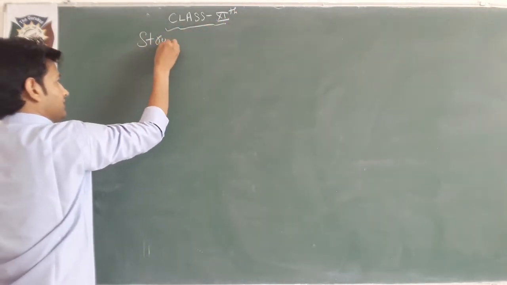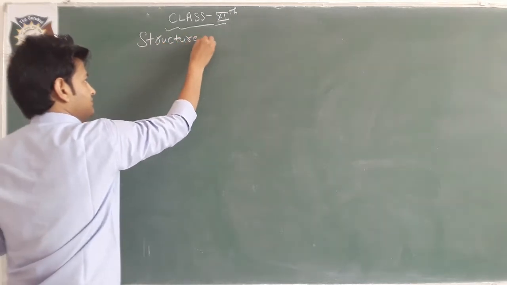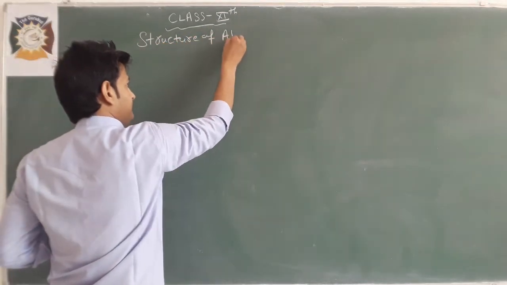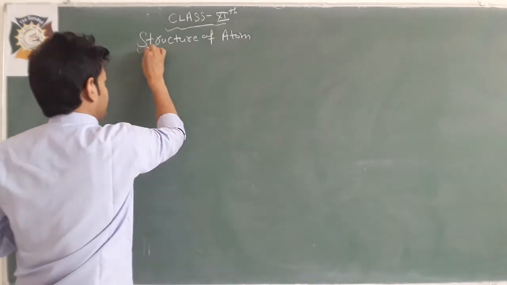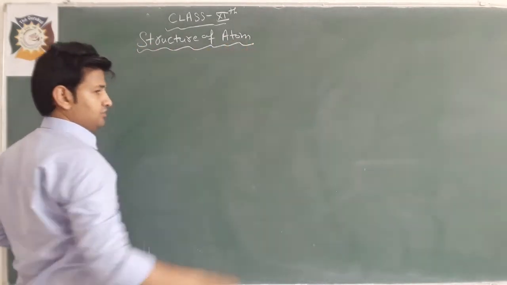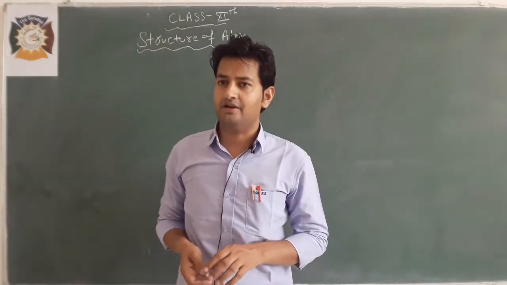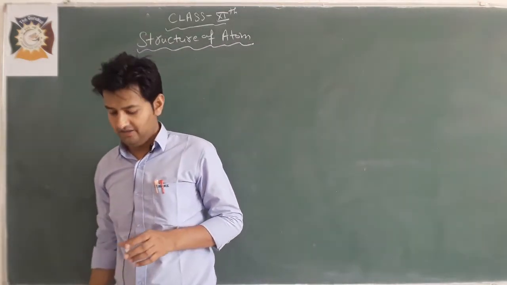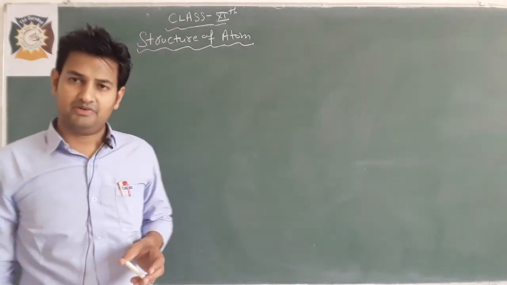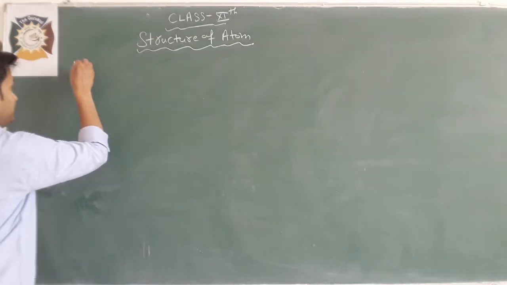Our second unit is Structure of Atom. In the previous lecture we have discussed electromagnetic radiations. There are different types of electromagnetic radiations. In this lecture we will study about the spectrum.